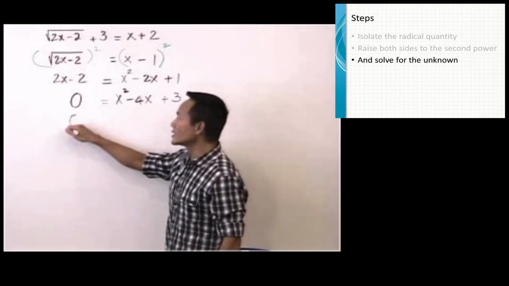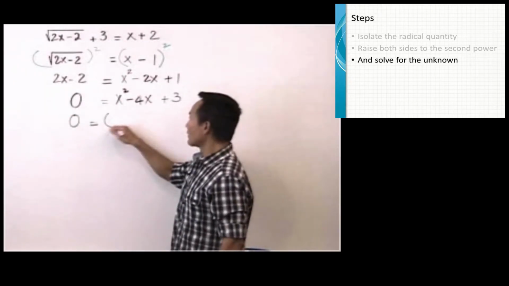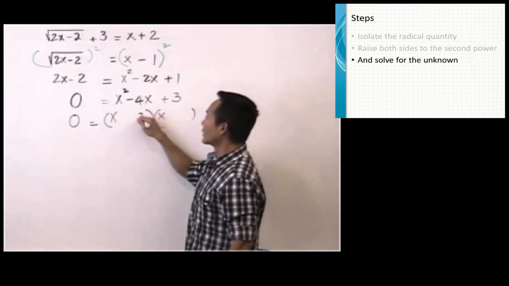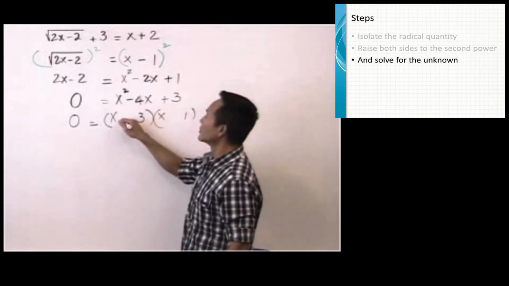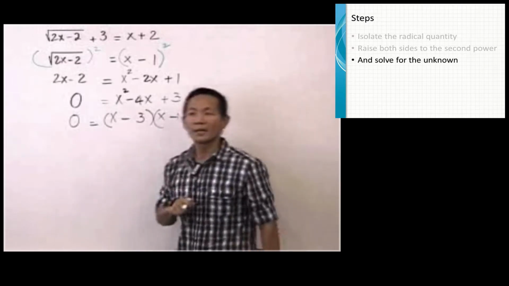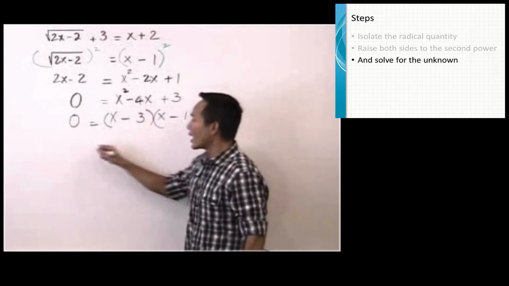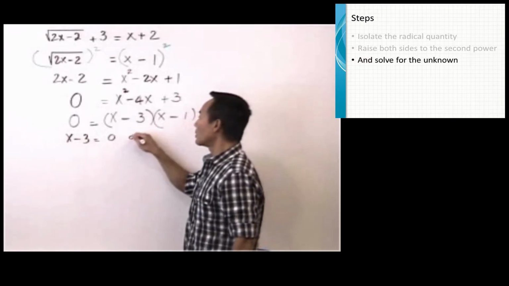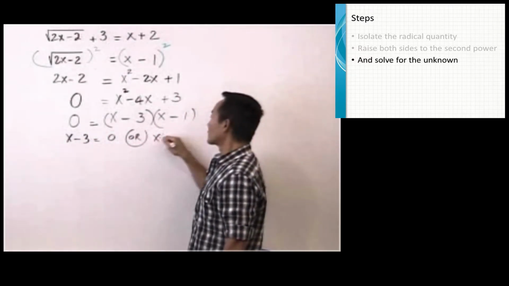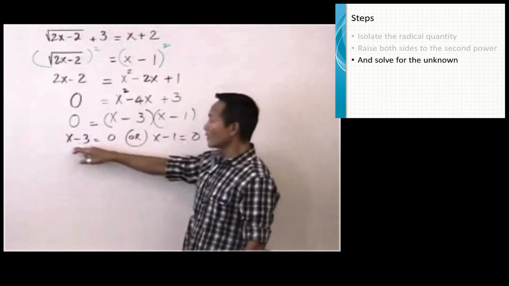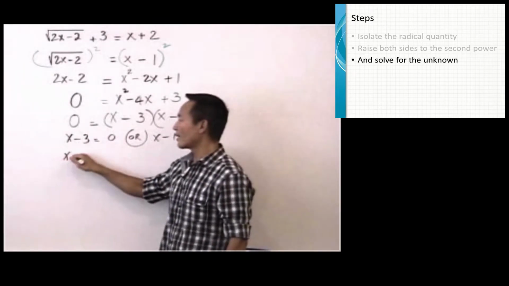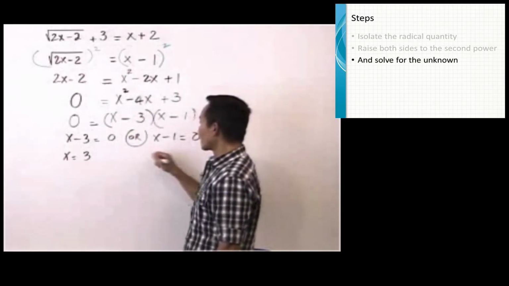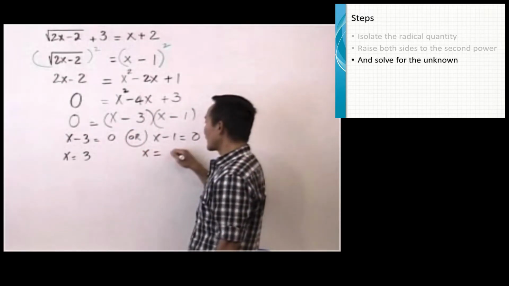And solve this using the zero factor property. x, 3, 1, minus 3 times minus 1. And then we say x minus 3 equals 0, or x minus 1 equals 0. And solve for this equation. We have one solution, x equals 3. And solving this one, I have another solution, x equals 1.